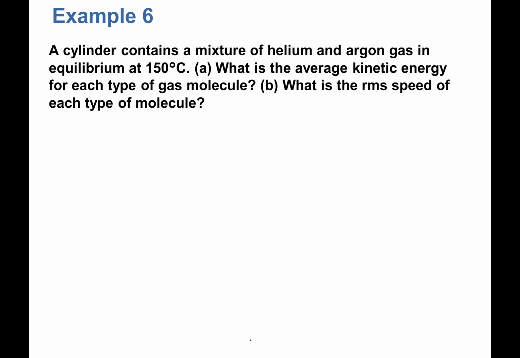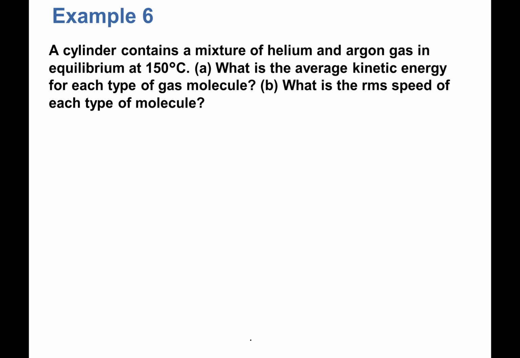Now I have a couple of examples that I'm going to go over. But as you can see, in chapter 15, I'm looking at a couple of things. I'm looking at the ideal gas law and the state variables. And I'm going to be looking at pressure and molecular kinetic energy and RMS speeds of the molecules. So let's look at this example here.